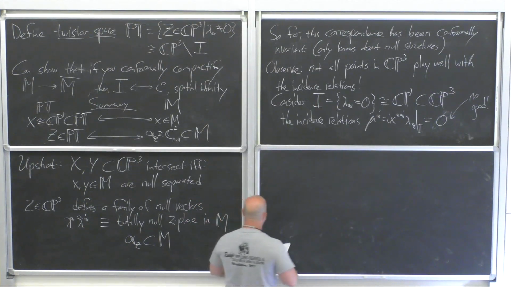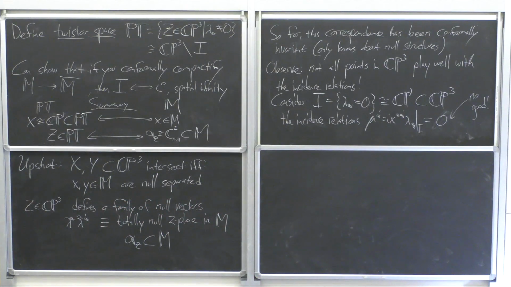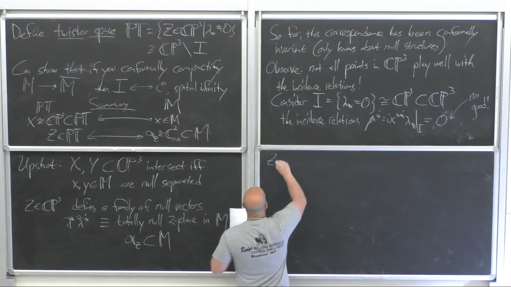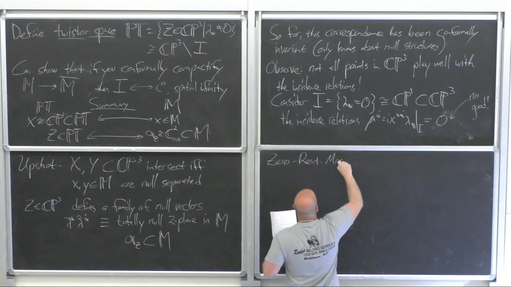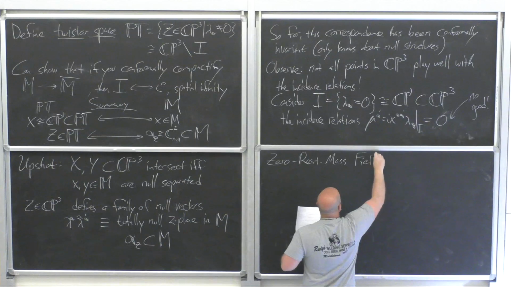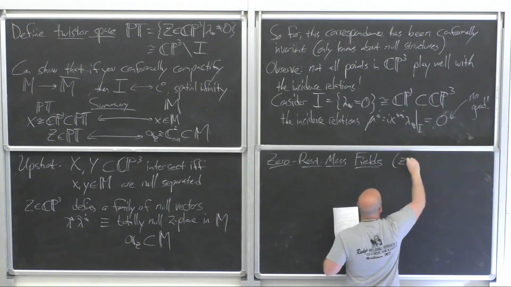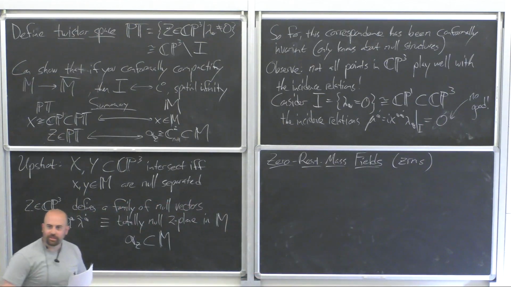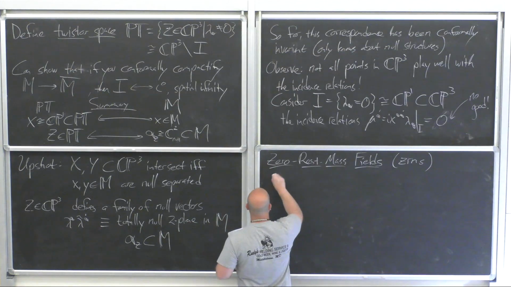Okie dokie. So now we're going to take a little detour just to set up an interesting physical problem that this correspondence helps us solve. And I'll be precise about what I mean by solving in a minute. So we're going to talk about something called zero rest mass fields, or ZRMs, as I will repeatedly abbreviate them. Okay?